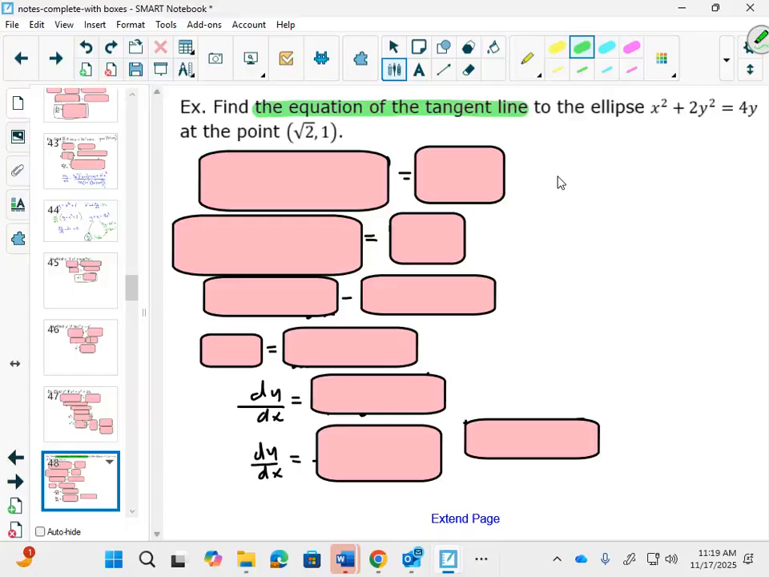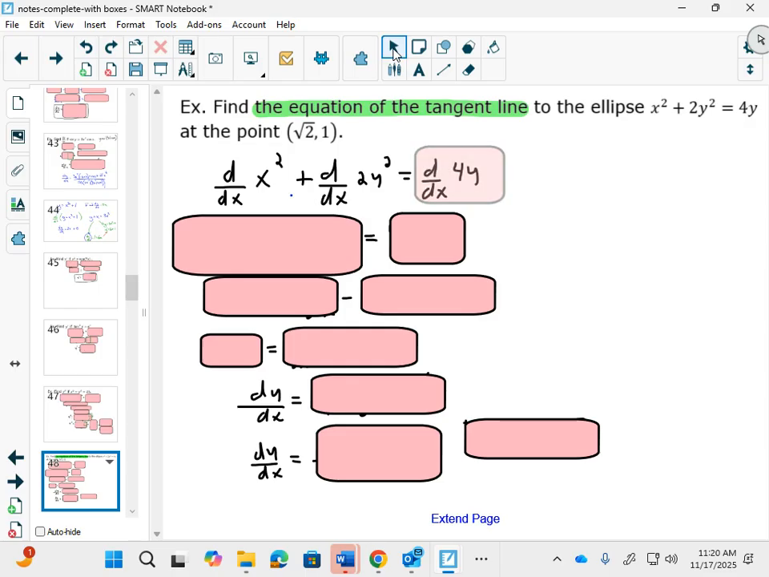How are you going to get the slope? From the derivative. How are you going to get the point? Well, sometimes they're so nice they tell you. Otherwise, sometimes you have to plug it into the original equation. So, I have the point, I need the slope. How do I find the slope? I need the derivative, so I need to do implicit differentiation here.